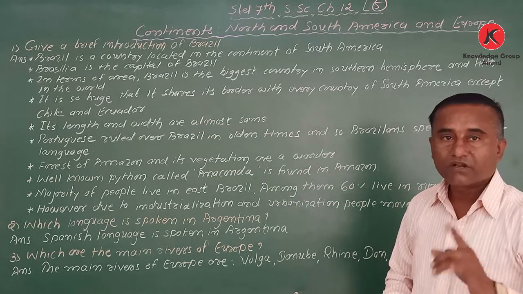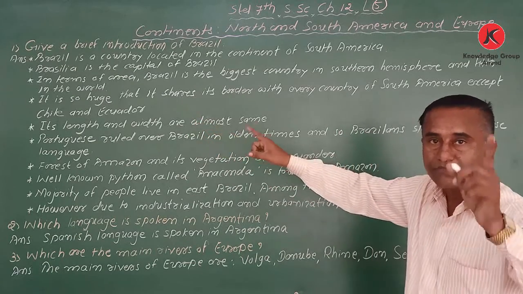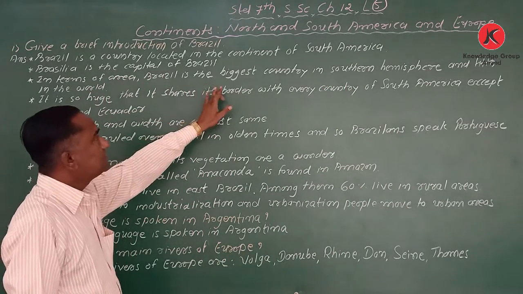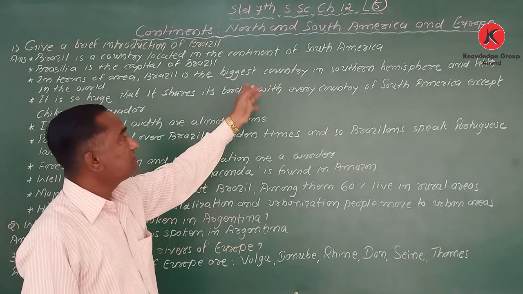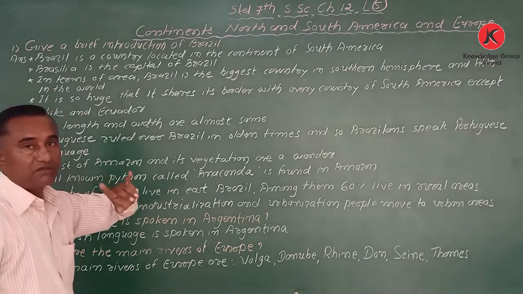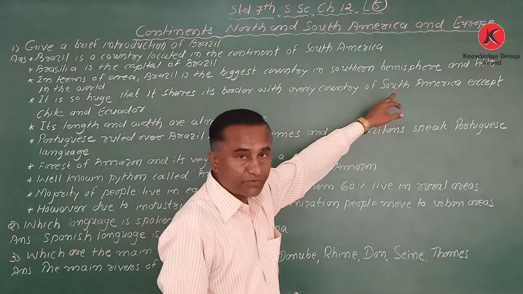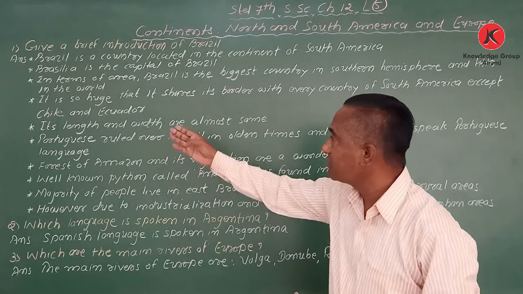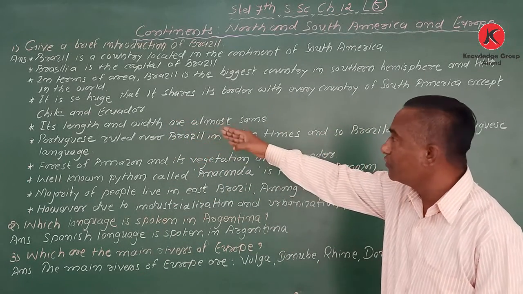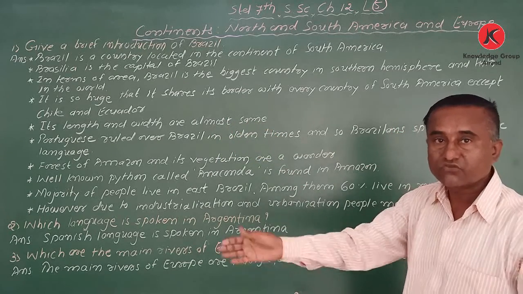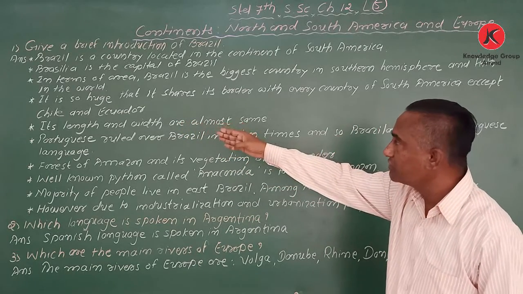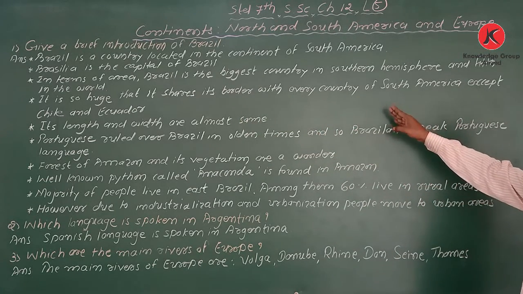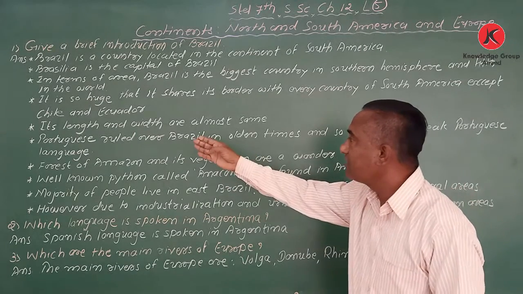Third point is about land area. In terms of area, Brazil is the biggest country in the southern hemisphere and fifth in the world. Got it? Next point: it is so huge that it shares its border with every country of South America except Chile and Ecuador.